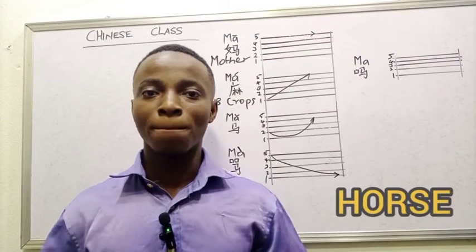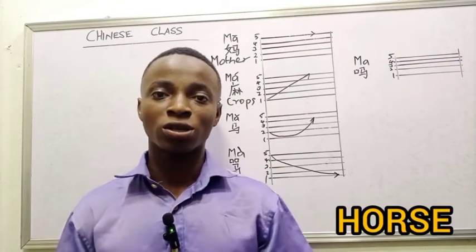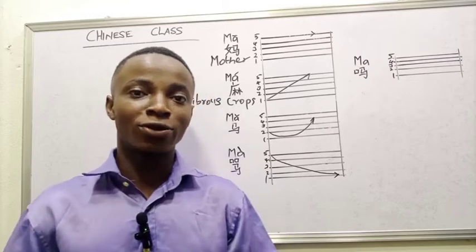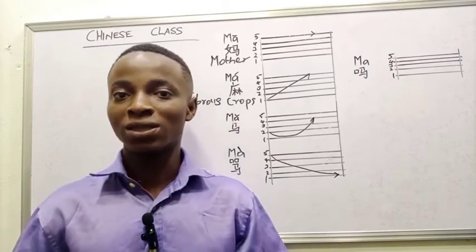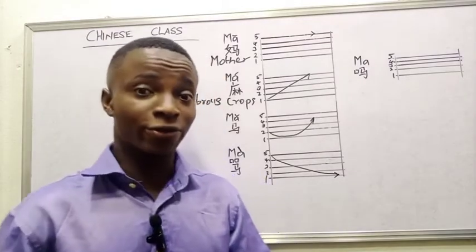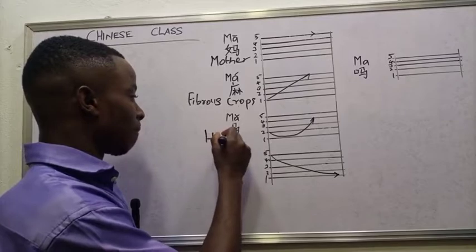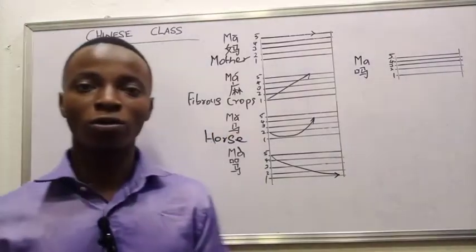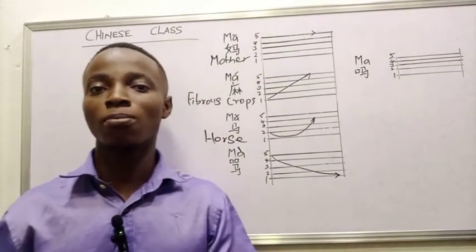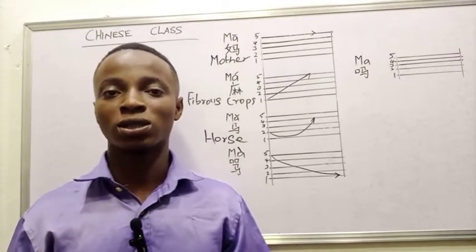What does that mean? Ma means a horse. Ma, horse. So you can see that for those who have learned the first, second, and third tone, they have different meanings. So these mean a horse, ma. We call horse in Chinese ma.